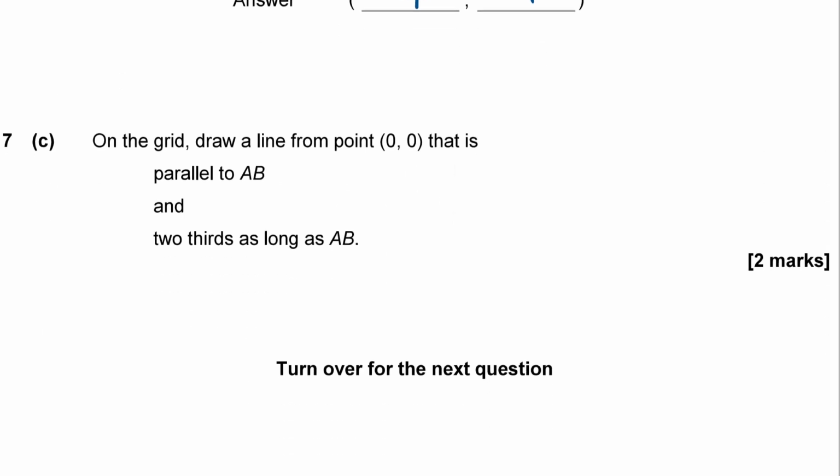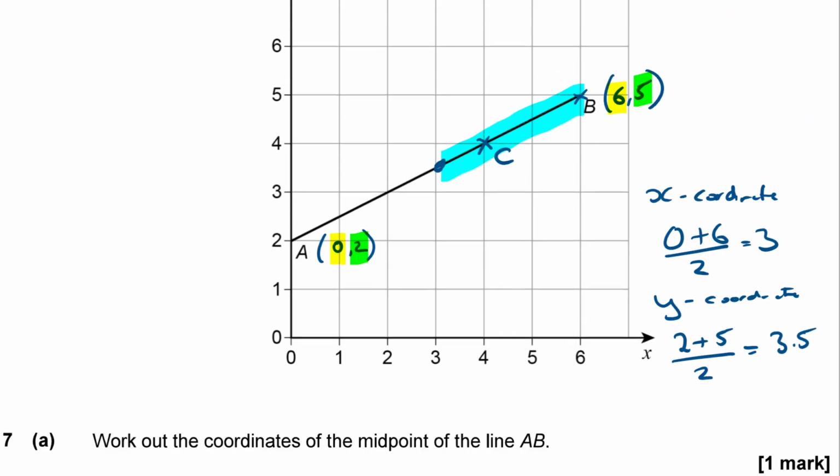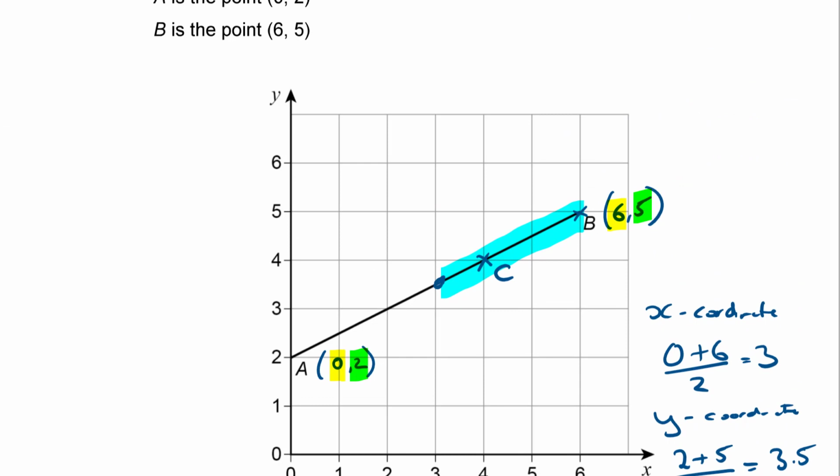Okay, and then part C says, on the grid, draw a line from 0, 0 that is parallel to AB and 2/3 as long as AB. So you'll notice that from this end point to this end point, this line goes along how many squares? 6 squares. And it goes up 3 squares.